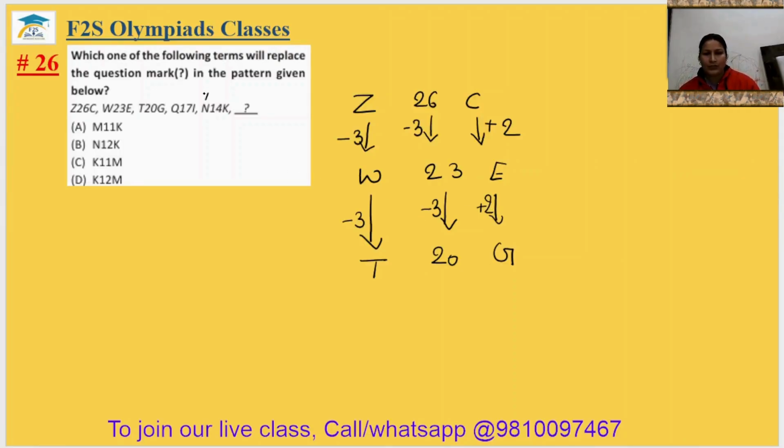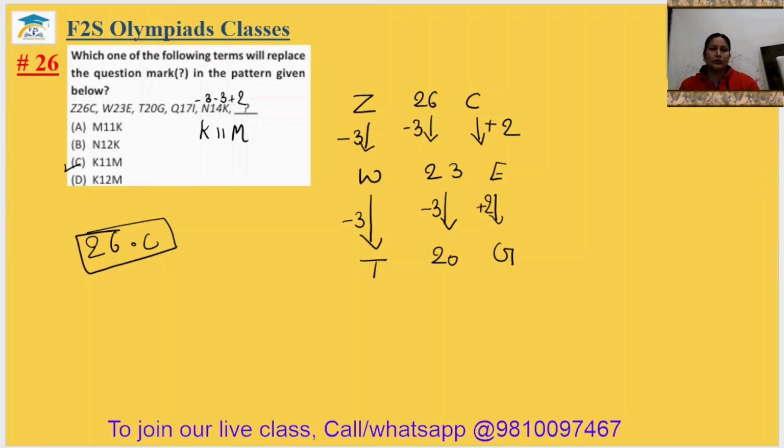So here minus 3, here n minus 3 will become K. 14 minus 3 will become 11 and K plus 2 will become M. Answer will be option C. 26th answer is option C.